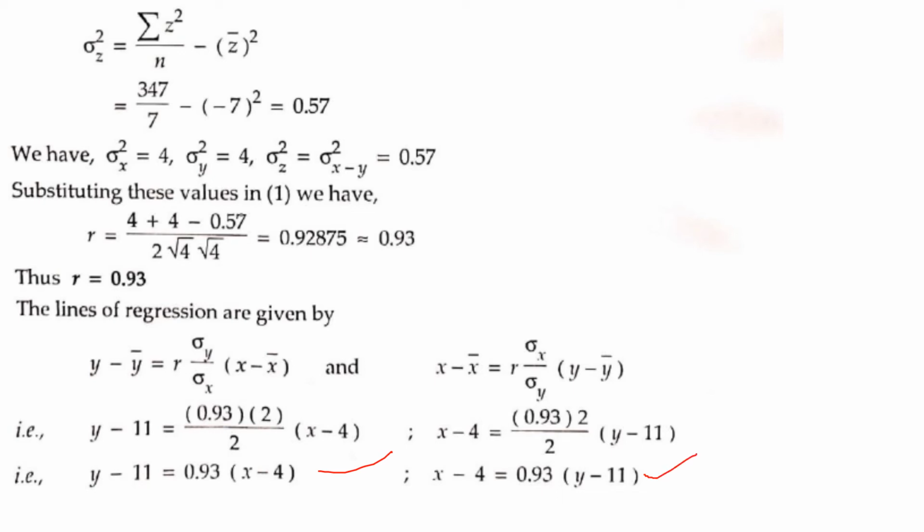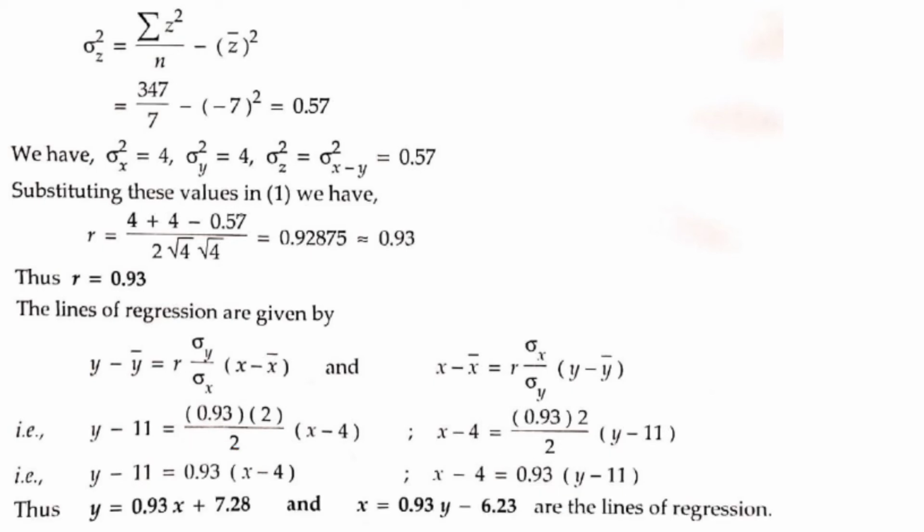And again further simplification, that is, we multiply this inside, 0.93 with x and with 4, and take this minus 11 to the RHS and simplify. Here as well we multiply inside and take this minus 4 to the RHS. Again if we simplify, we get the lines of regression, that is y on x as this, and line of regression of x on y as this.